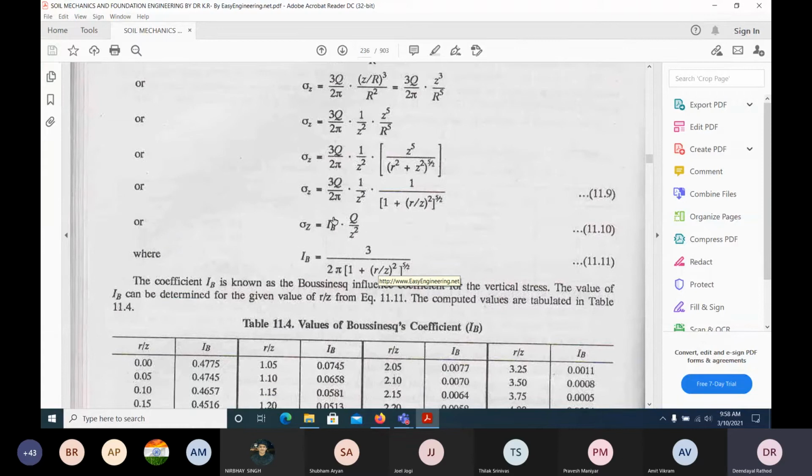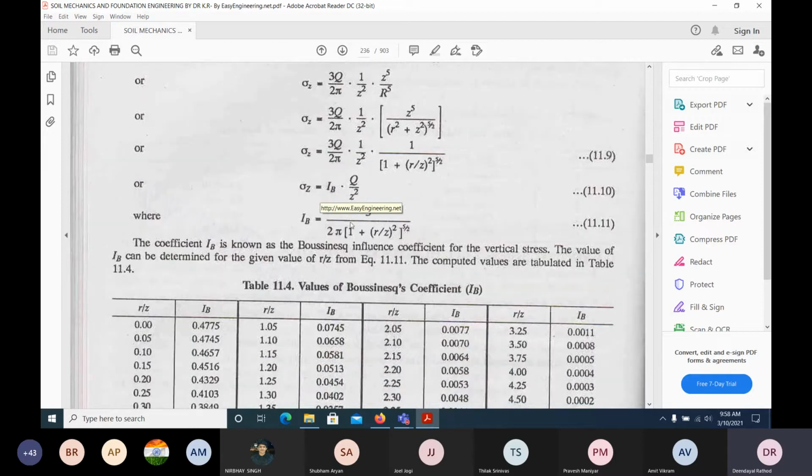So this particular equation is simplified with this factor that is called Ib, so it would be easy to remember, right? So Q by z square, if you remember, multiplied by Ib, will give the vertical stress at a depth z when a point load is applied. That you should not forget. So what is this Ib? The Ib value is also given. The coefficient Ib is known as the Boussinesq influence coefficient for vertical stress.